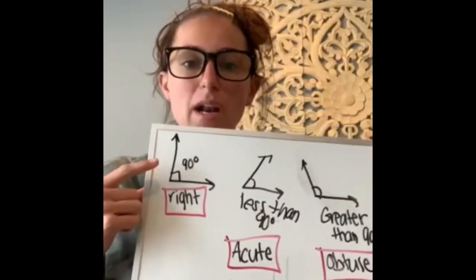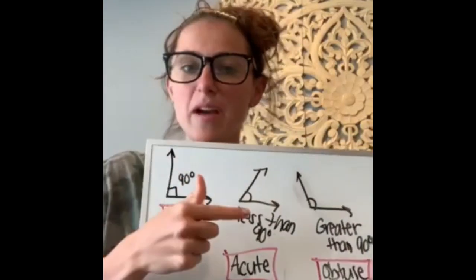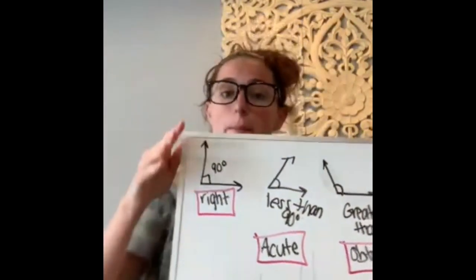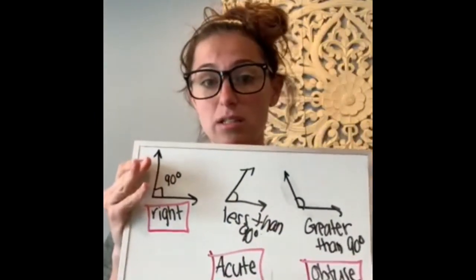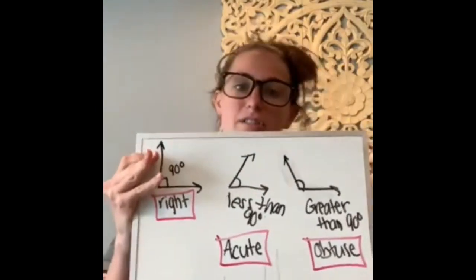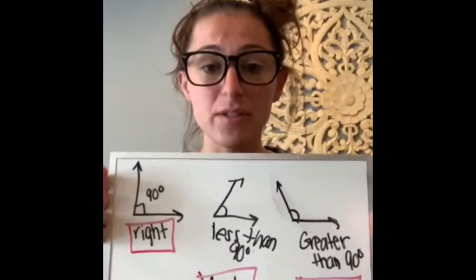So we have right angles, acute angles, and obtuse angles. Right angles give you that box, acute angles give you that cute little baby angle, so that's smaller, and then obtuse angles are going to go past 90 degrees. See how it's kind of like leaning back, like leaning past. So I think we did a really great job with angles.